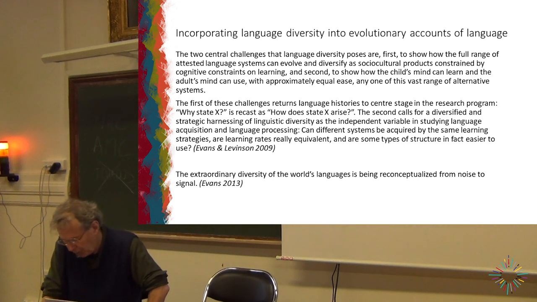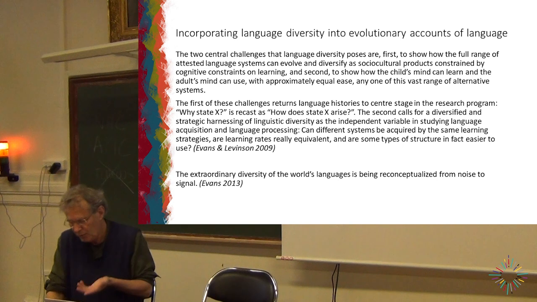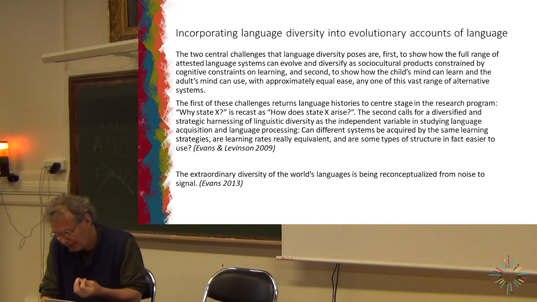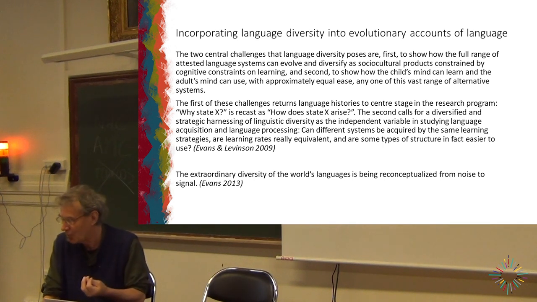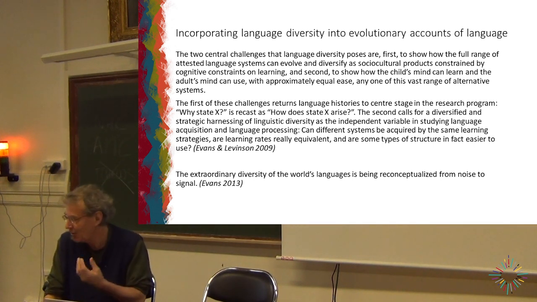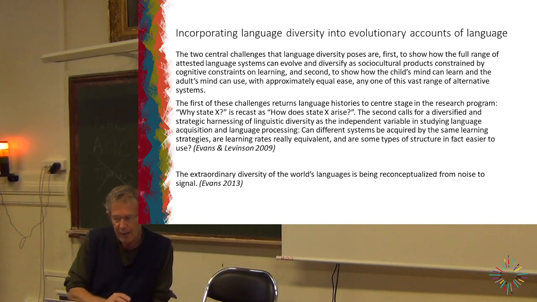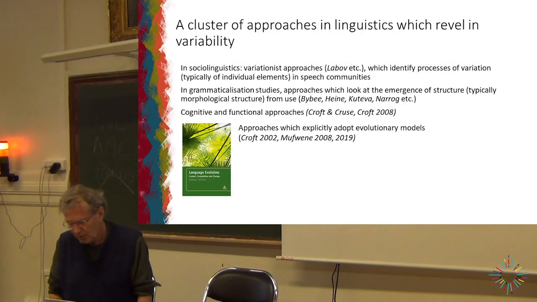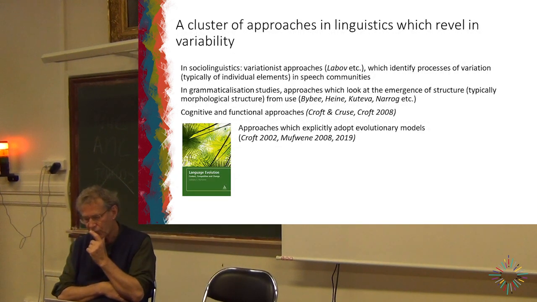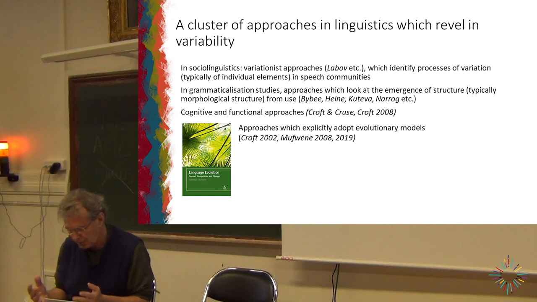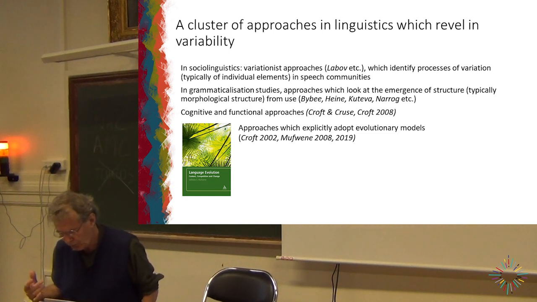And just this quote I put at the bottom, I think it's a useful metaphor that we can think of this diversity as being reconceptualized from noise to signal. So it's not just friction. It's like this is where the action is in terms of what we want to explain and do as linguists. So there are a lot of approaches in linguistics which revel in variability. I've already looked at the Chomskyan approach, which is an idealizing approach, but there are a lot of different strands already in place in our field.